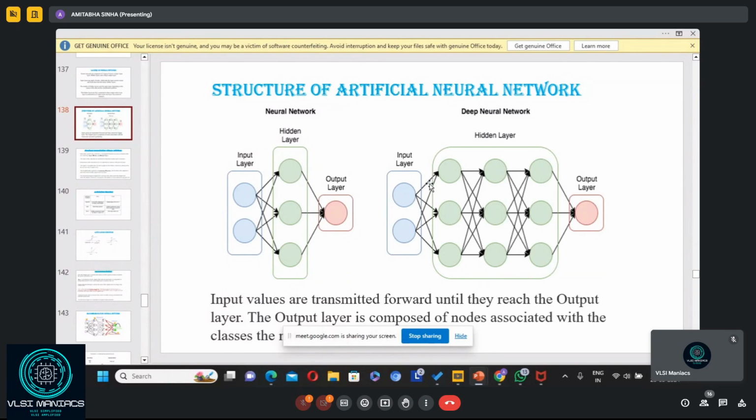These input lines are, in fact, the weights. W1, W2, etc. So W1 is the corresponding weight: W1 into I1 plus W2 into I2 plus so on. You know, these kinds of computations have to be done. Anyway, the details of these things we'll be discussing in the next sections.